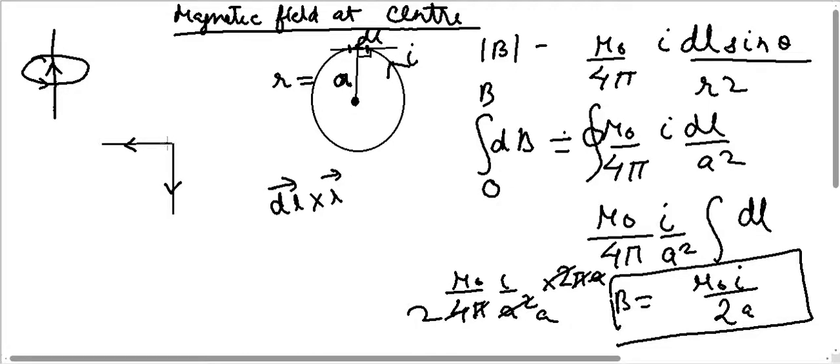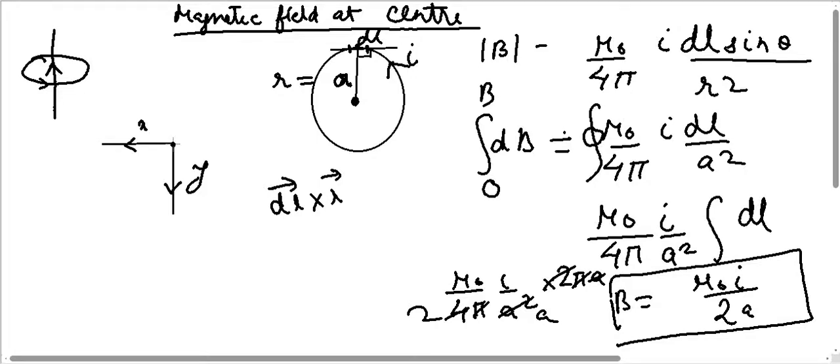The only possible direction which is perpendicular to both this and this is the direction which is coming out of the plane of your screen. So suppose this is the x axis, this is the y axis, the z axis is the only remaining axis which will be perpendicular to both x as well as y. So the direction of magnetic field will be along the z axis, out of the screen or towards the screen.